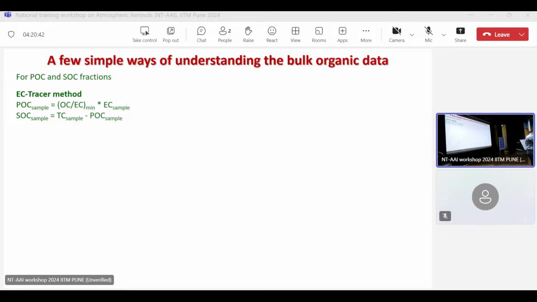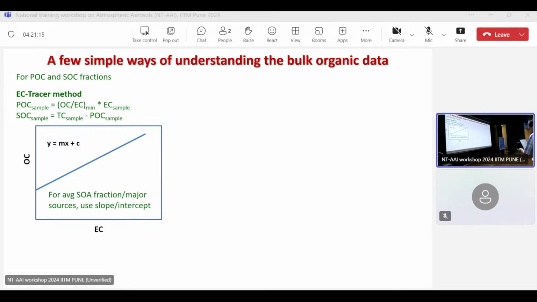We are utilizing that assumption. So we know that a certain ratio is from some primary source, and we know the EC concentration. If you multiply the ratio with the concentration, you will get some OC concentration which is equivalent to the primary organic carbon. That is how you calculate POC. And from the total, if you subtract POC, you will get SOC. But this is a vague method. It's not a very precise method to calculate. But people use this a lot.